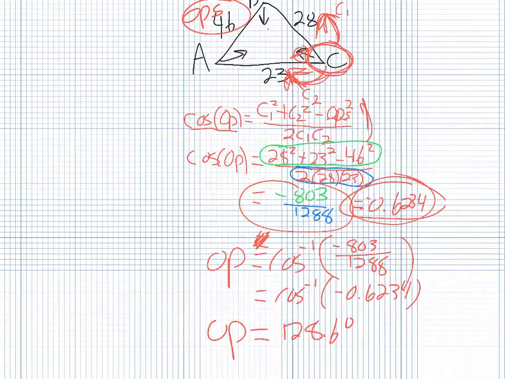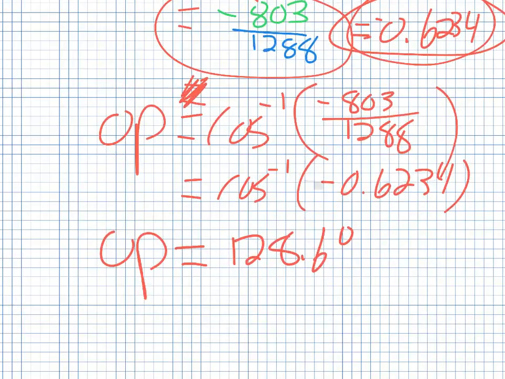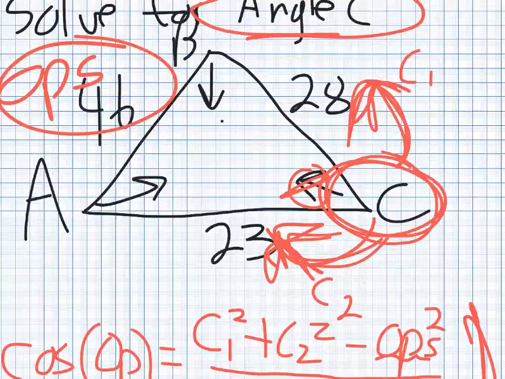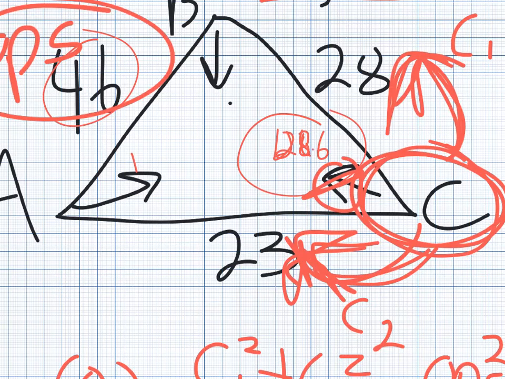Well, let's see. The biggest side is always opposite the biggest angle. So if that's 128.6, that's bigger than 90, and 46 is the biggest side. The other angles cannot be that big, because the three angles add up to 180, right?